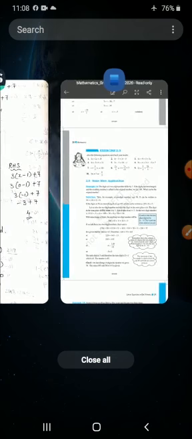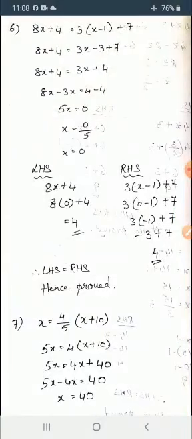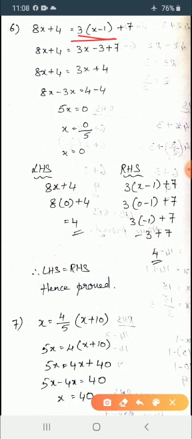Sixth one, 8x plus 4 is equal to 3 into x minus 1 plus 7. So firstly we need to expand this. Open the brackets. 3 is multiplying x and minus 1. So 3 into x is 3x, and 3 into minus 1 is nothing but minus 3. That one I have written here, and the remaining I brought down the same. Now 8x plus 4 is equal to 3x minus 3 plus 7.